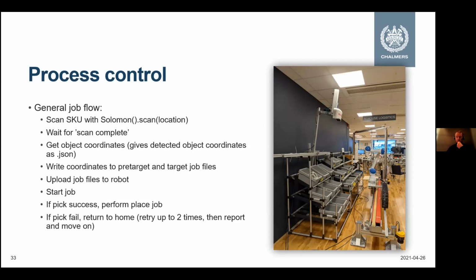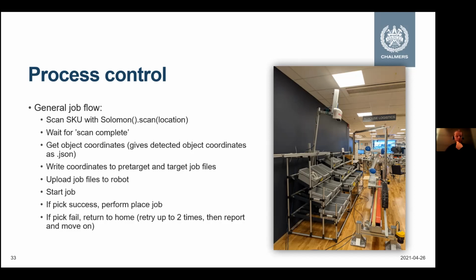For the process control, when we run a picking assignment or pick a component, the general job flow is that we scan the SKU location with the scanner. We wait for the scanner to complete. We get the object coordinates back as a .json object, basically. We then write the coordinates to a pre-target and a target job file. The pre-target job file is in a straight line above the component, but some greater distance away, and then the target job file is moving in closer to the component in a straight line, and then the pick occurs.